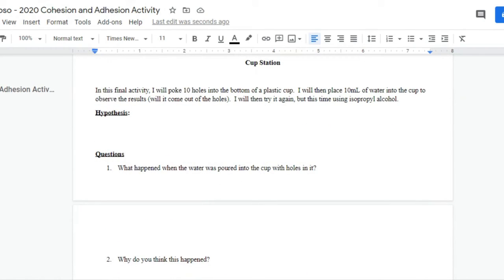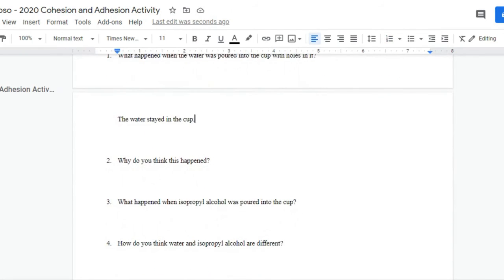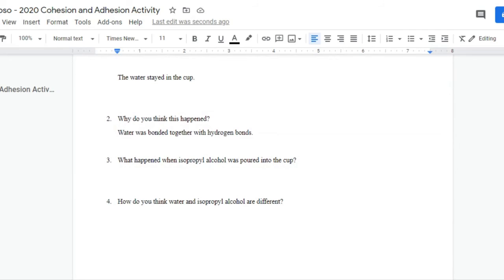All right, cup station is where I poked 10 holes in the bottom of a cup. We didn't do a hypothesis, we forgot. But what happened when the water was poured into the cup with holes in it? Well, when that happened, the water stayed in the cup. So the water did not go through the little holes in the plastic cup. Why do you think this happened? Well, water was bonded together with hydrogen bonds. So all those little water molecules were all stuck together. And so that's why it did not go through the tiny holes because they were all stuck, bonded together with hydrogen bonds.